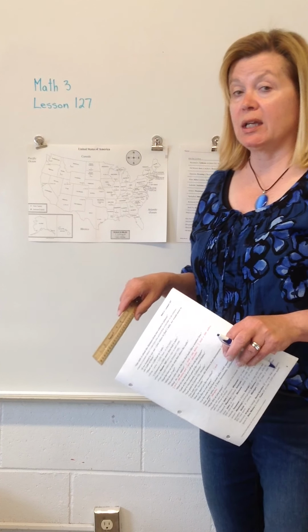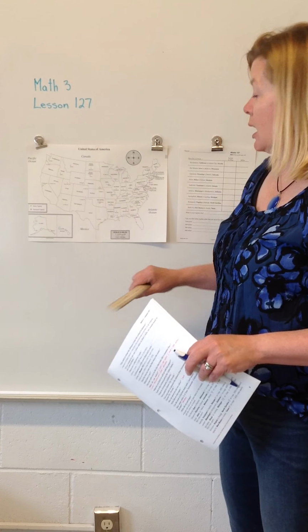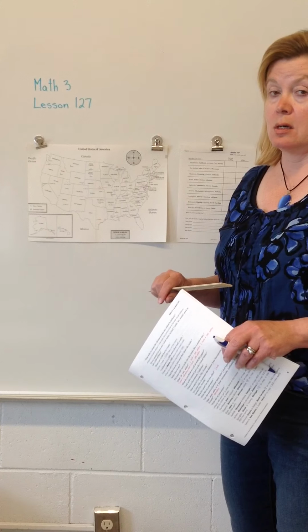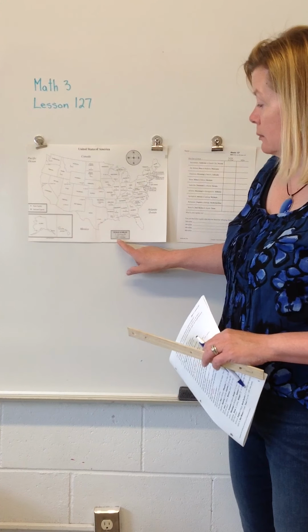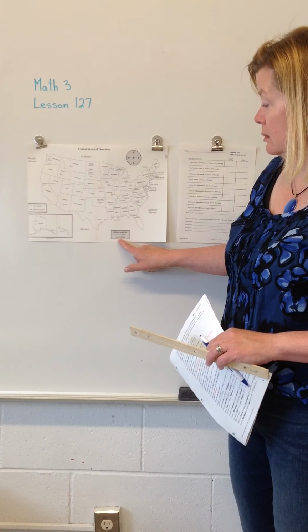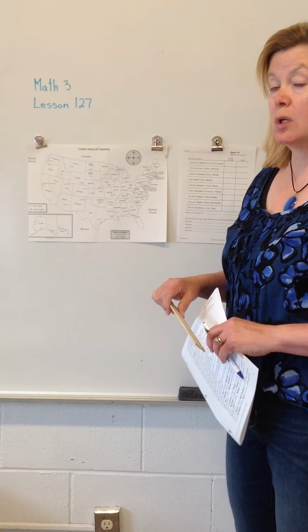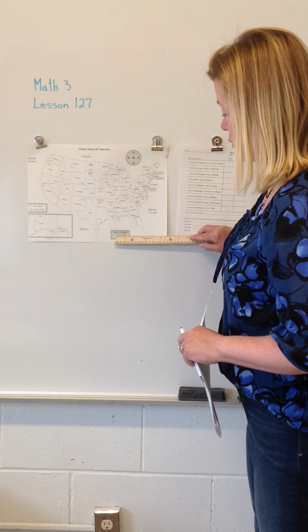If you have them ready, let's take a look at this map of the United States. I need you to find the scale on the map. And it says scale in miles. It's down here. Could you put your ruler next to what looks like a number line, please? Remember, line up your zeros.